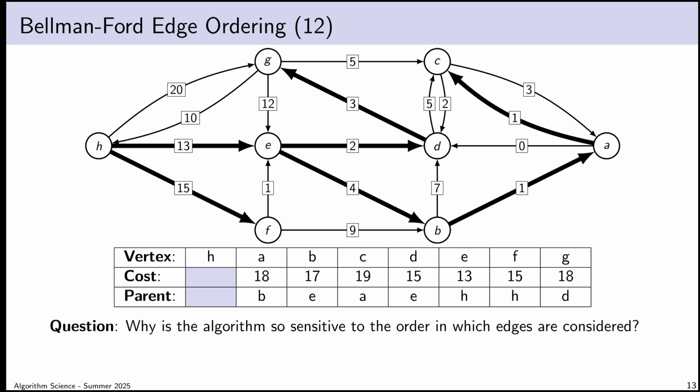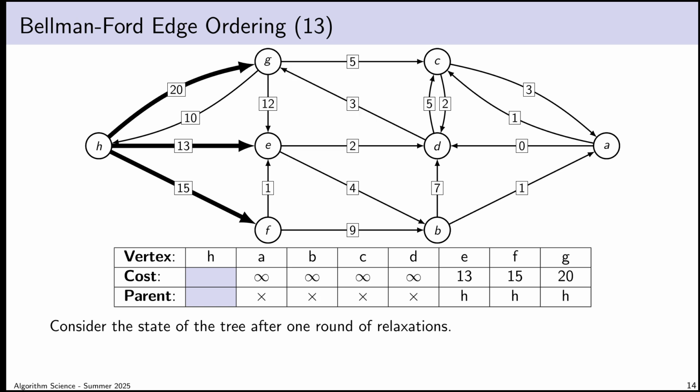So what I want to ask is, why is the algorithm so sensitive to the order in which edges are considered? For the sake of the example, I want to focus on the minimum cost path from vertex H to vertex G in this labeling of the graph, and see how we find that path. When I do my first round of edge relaxations, I have this tree here, which only includes these vertices. Everything else is inaccessible at this point.